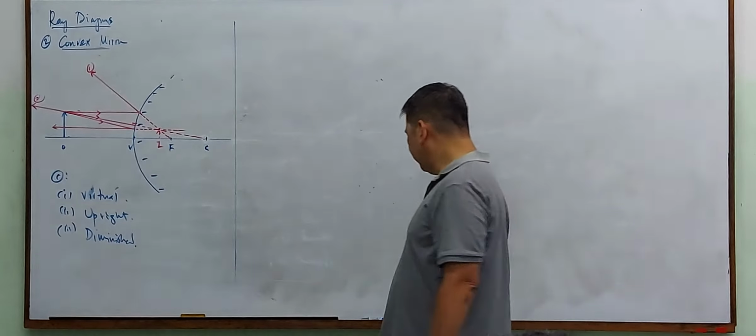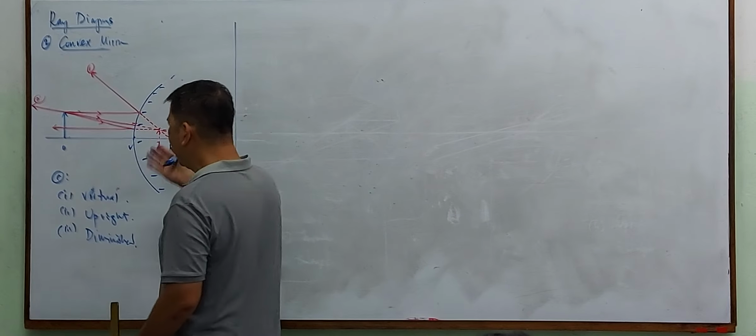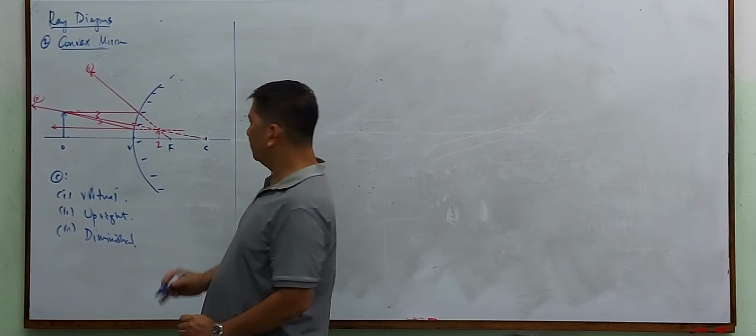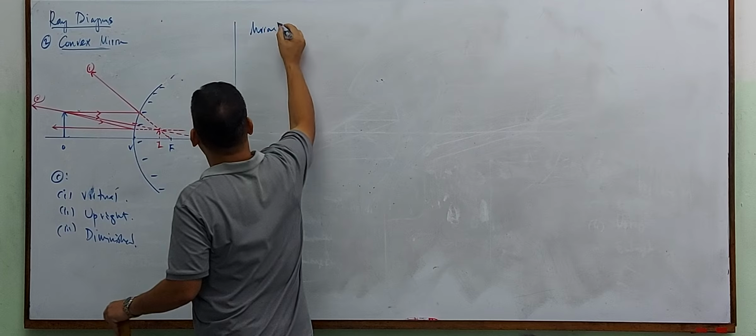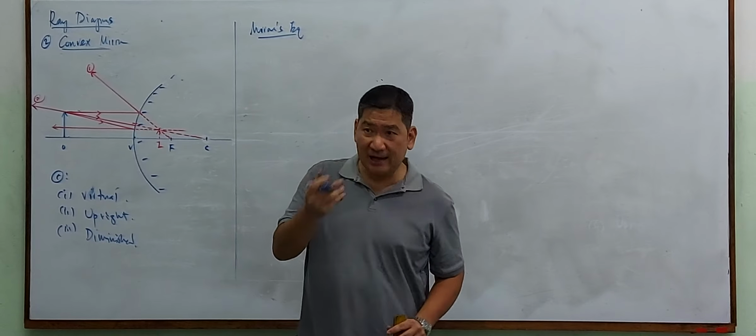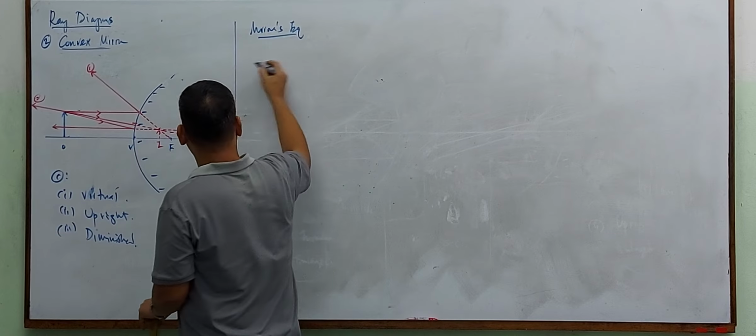Now we look at what are the formula used to calculate this, to relate the relationship between the F, the U, and the V. First, we have this Miller's equation. Miller's equation is actually the same as the lens equation. And I don't derive this formula. We're going to look at a lot of geometry for them.